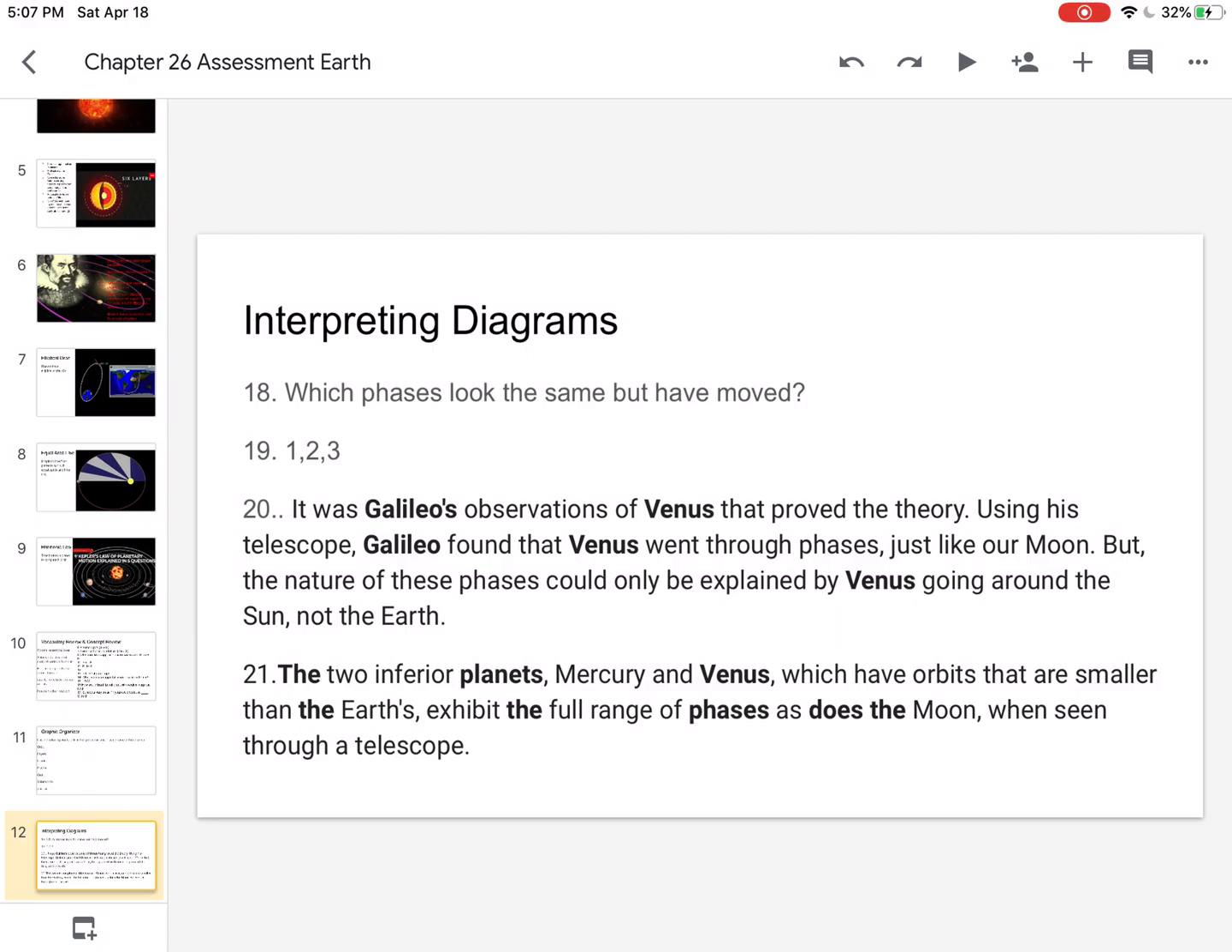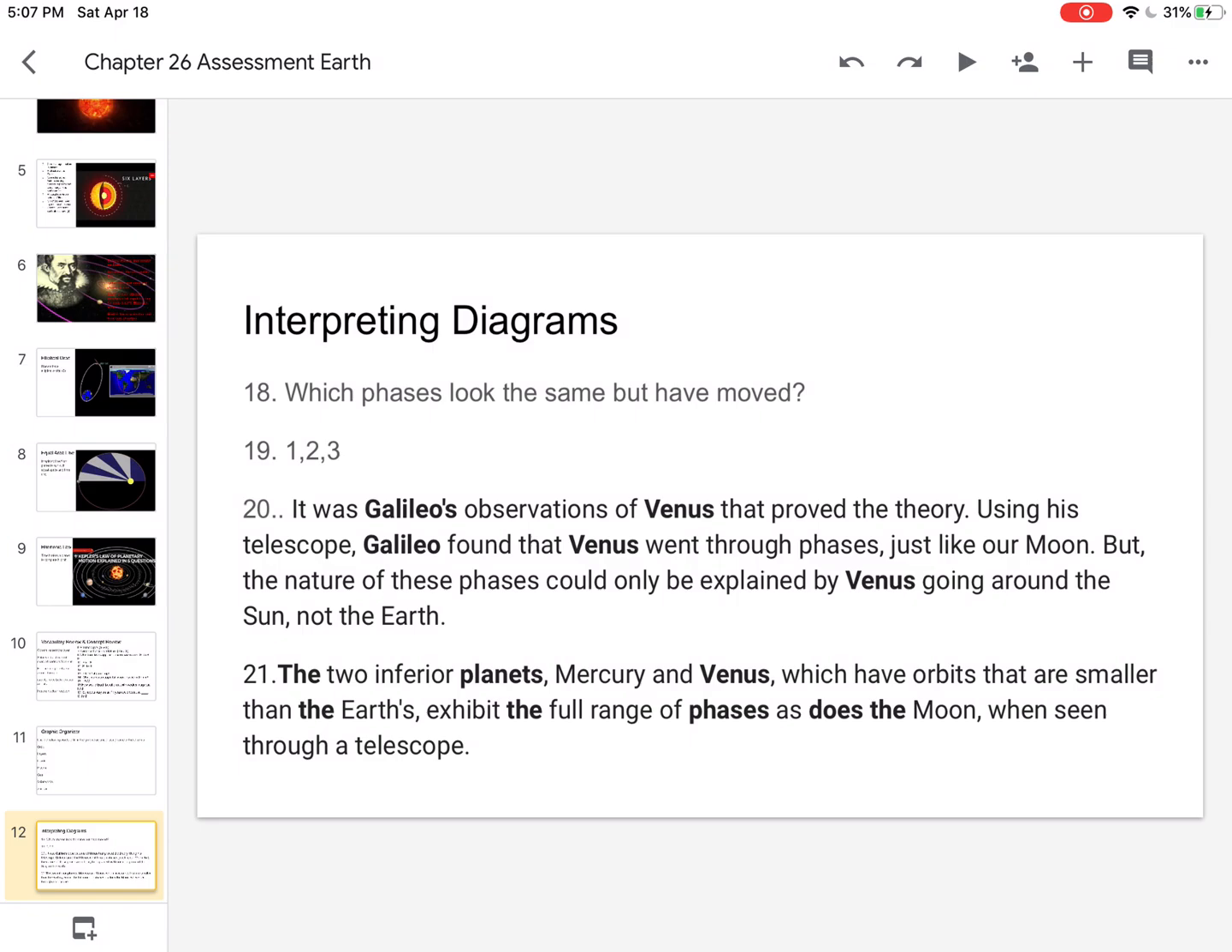Number 19 says, when Galileo looked at Venus with his telescope, he saw Venus in phases that are impossible in the geocentric system shown in figure A. What phases did Galileo see? So again, a little confusing to me. I'm not 100% sure, but for me, it was looking at 1, 2, and 3. If you guys come up with something else, that's great, okay? Or talk to Mr. Fideli about it if you have questions.